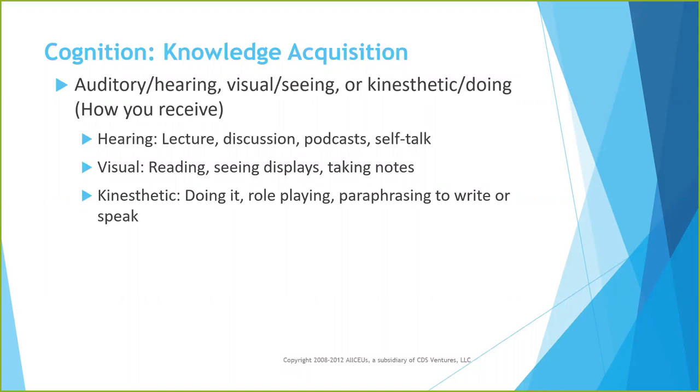People who learn best visually will do best by reading, seeing displays, and taking notes. Kinesthetic learners learn best by doing it, role-playing, paraphrasing, or writing it out and then speaking it. When you paraphrase, you're taking a concept that somebody's presented and manipulating it, usually into a shorter form and in your own words, which means you've had to work with the information and understand the underlying concept. So kinesthetic learners can do well with paraphrasing.